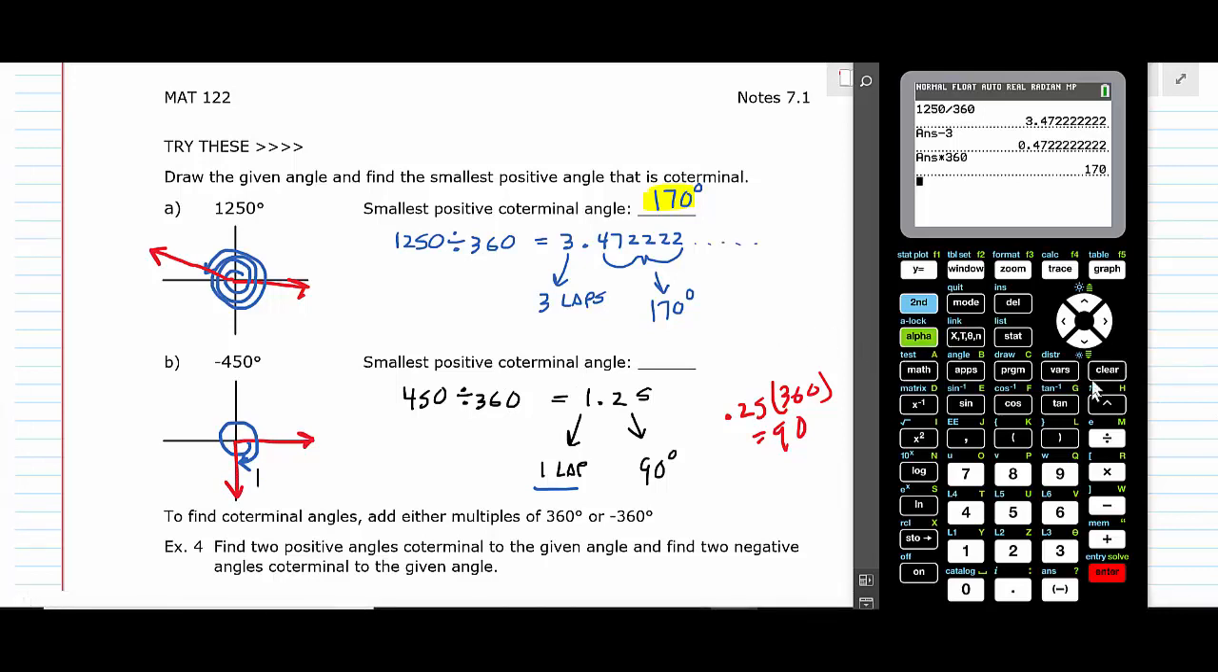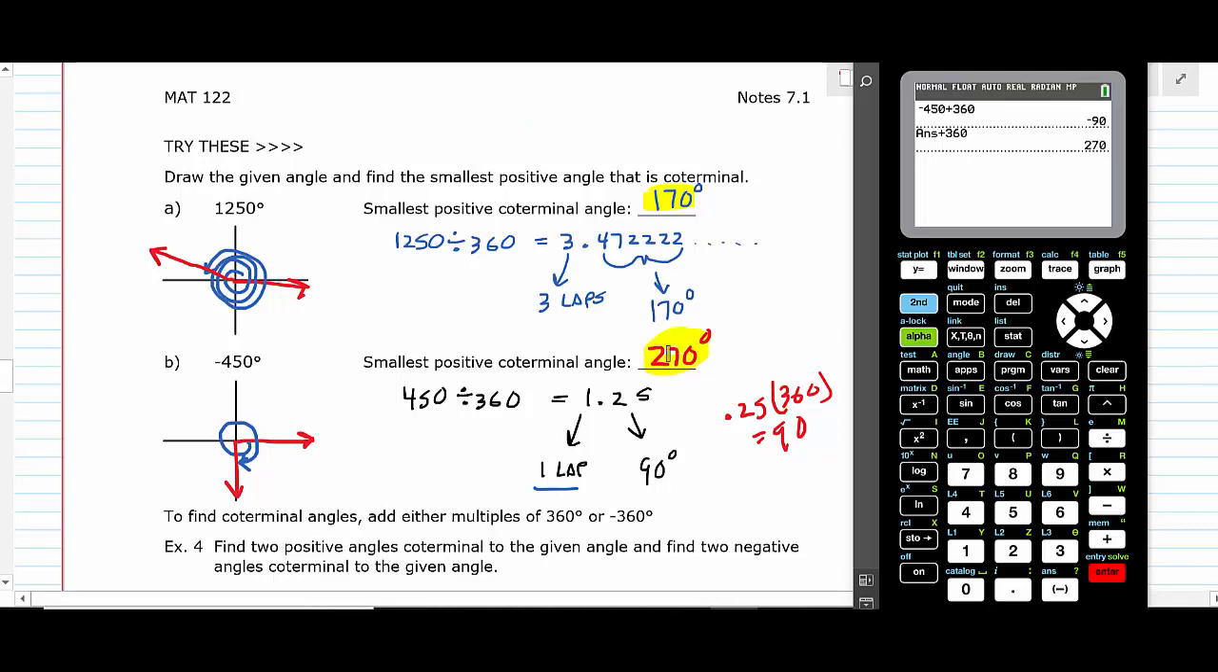All right, now as far as doing the smallest positive coterminal angle, you got to do this. You can go through and add 360, and then notice that's still negative. So if I add 360 to it again, then what I have is 270 degrees. So the answer to that problem, the smallest positive coterminal angle, is 270.